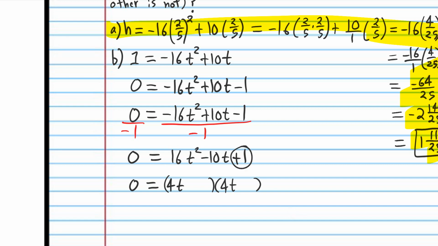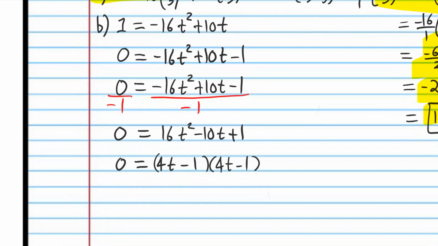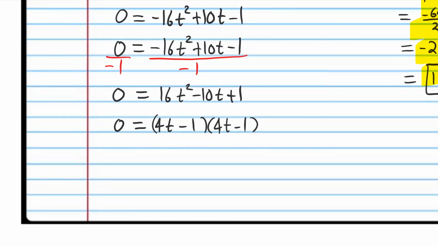And what two numbers multiply to 1 and add up? Well, it's got to be two negatives, so I'm going to try -1 times -1. Now if we FOIL that back out, we don't have to check F and L because we know F and L work, but we want to choose O and I of FOIL. So O is -4t, I is -4t. -4t plus -4t is -8t. That did not work. We need -10t. So let's try something else.